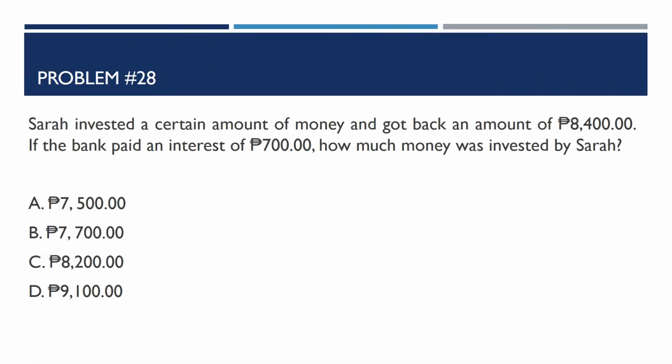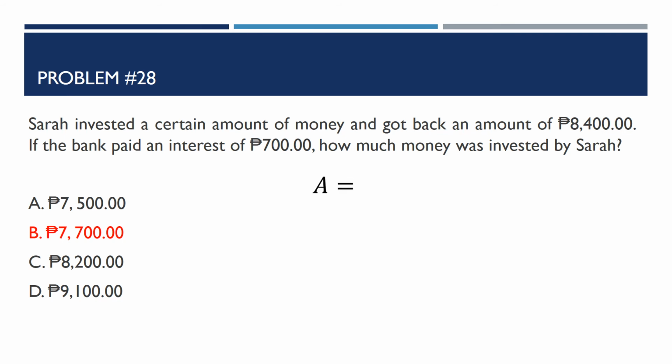Number 28. Sarah invested a certain amount of money and got back an amount of 8,400 pesos. If the bank paid an interest of 700 pesos, how much money was invested by Sarah? So let us find the answer for this number 28. Okay, so the answer for number 28 is 7,700 pesos. So how do we get this answer?